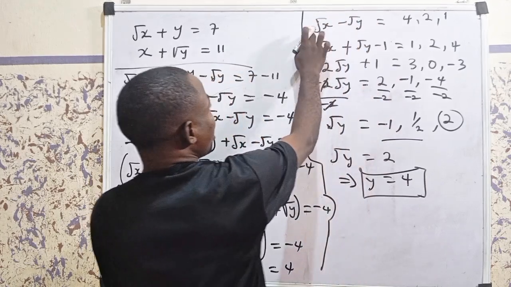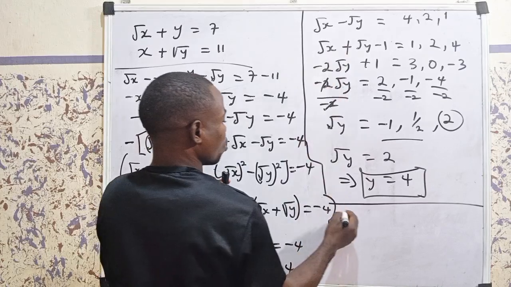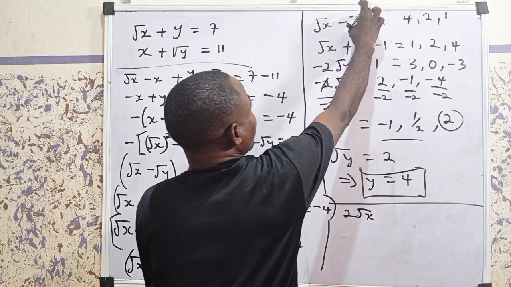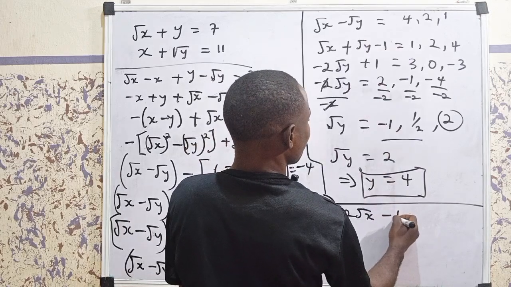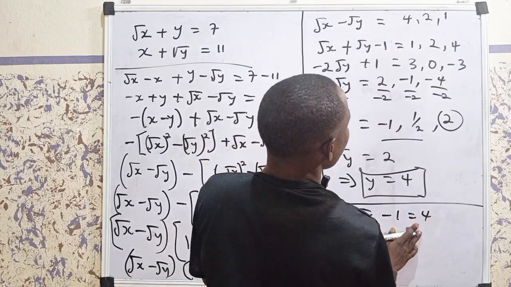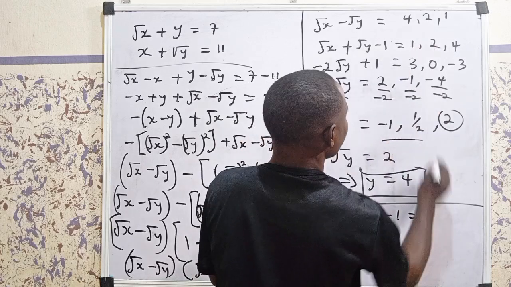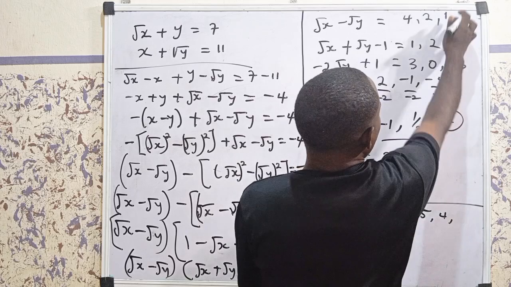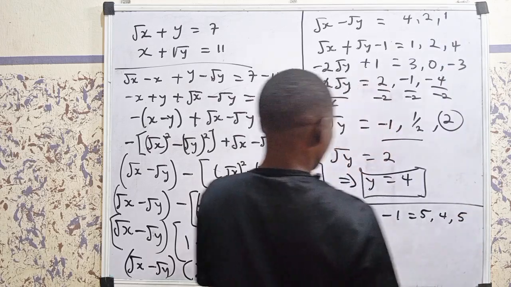So root x plus root x, let me draw it here. Root x plus root x will give me 2 root x, and then this plus this is 0, and then I'm left with minus 1 is equal to 4. Okay, plus 1 here is 5, and then 2 plus 2 is 4, and 1 plus 4 is 5.